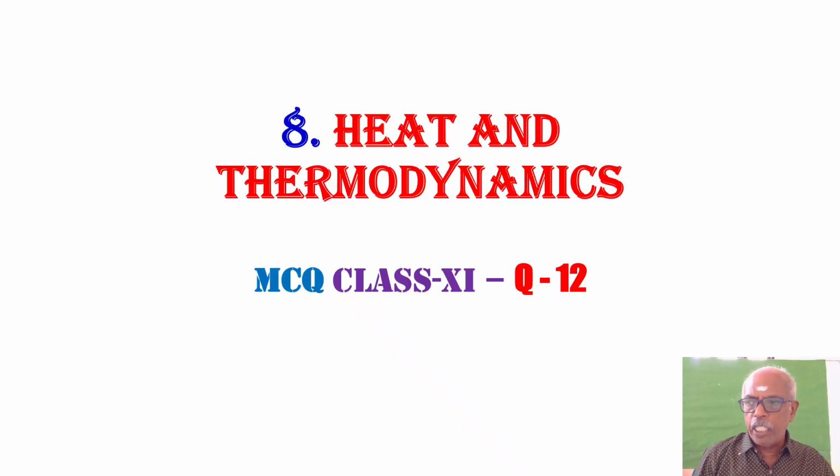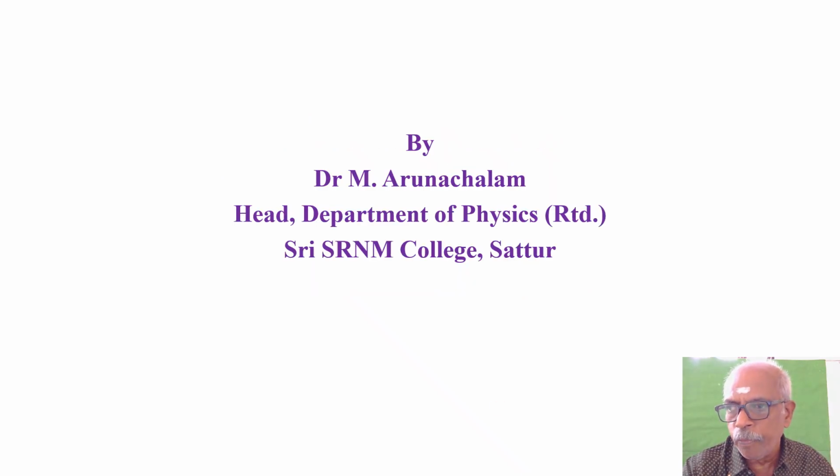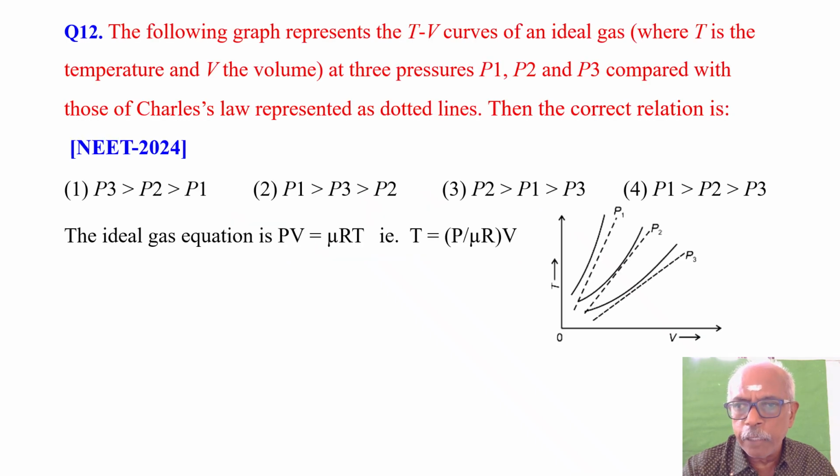In today's video, we are going to solve a multiple choice question from the chapter Heat and Thermodynamics. The question is: the following graph represents the TV curves of an ideal gas, where T is the temperature and V is the volume, at three pressures P1, P2 and P3.